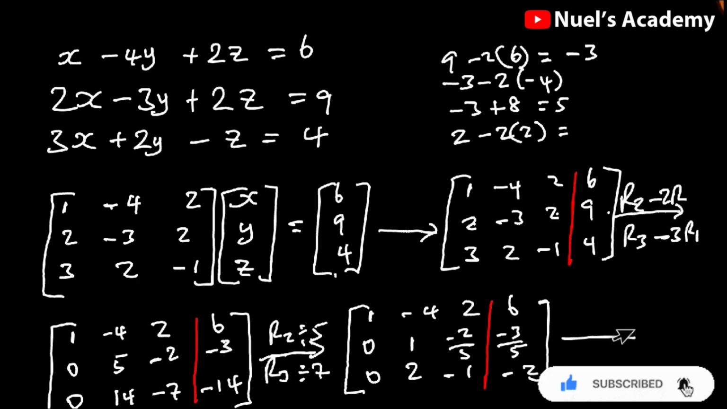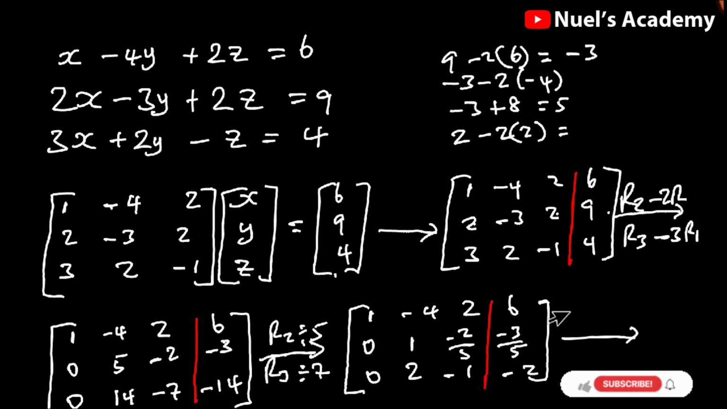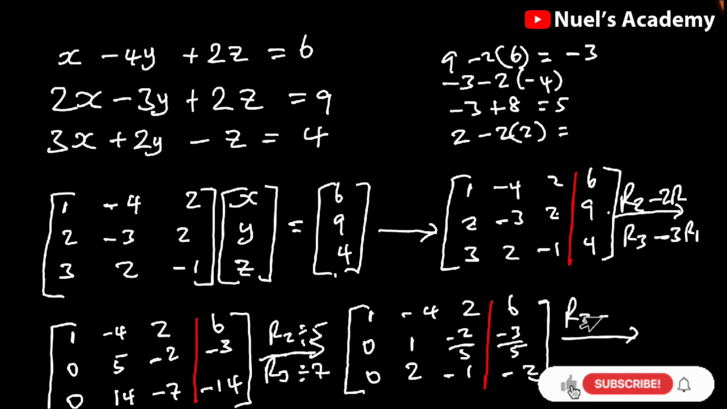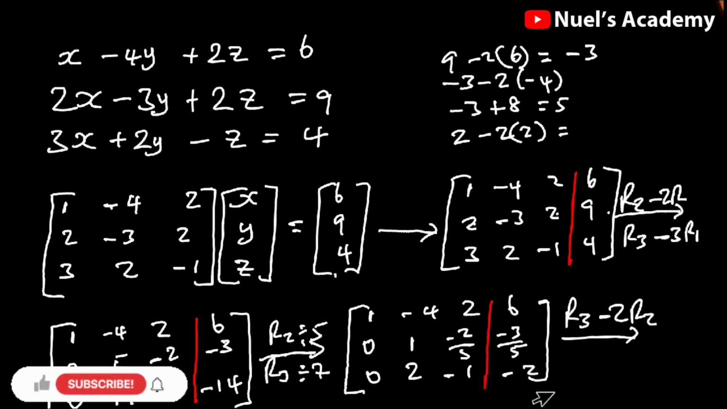Now the next operation we're going to perform here is we want to make this 2 here to be 0, and in doing that we're not going to make use of row 1 again. We're going to make use of row 2, right? If you make use of row 1, it's going to affect this 0 here, and then it will not be 0 again. So I'm going to make use of row 2, which is this one here. So the operation we're going to perform is row 3 minus 2 times row 2, right? Because 2 minus 2 times 1 is 2 minus 2, which is equal to 0. So this element here will automatically be 0.